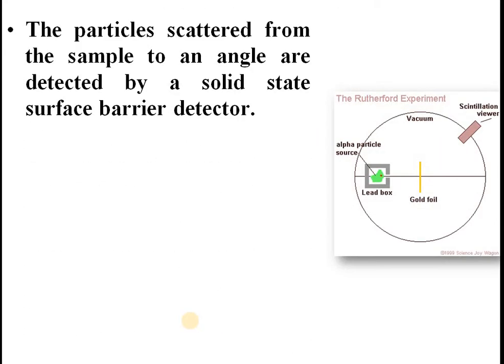Particles scattered from the sample to an angle are detected by solid state surface barrier detectors. So we have a detector, and particles scatter at a certain angle, maybe 180 degrees, exactly backward, or some other angle other than 180, maybe 150, 140, 130. For any angular scattering, you can rotate your detector on a circular track as shown in the figure. By rotating the detector on the circular track, you can detect the particles scattered from the sample. Understand? Particles scattered from the sample can be detected at any angle.